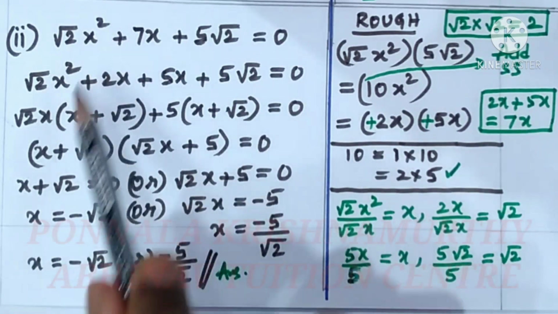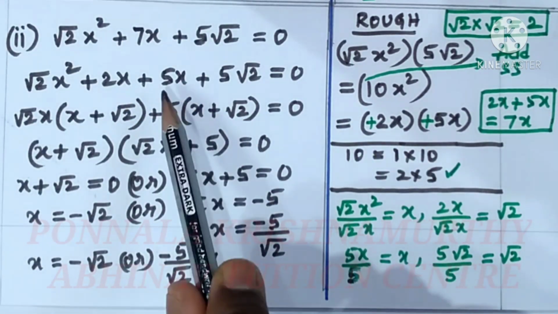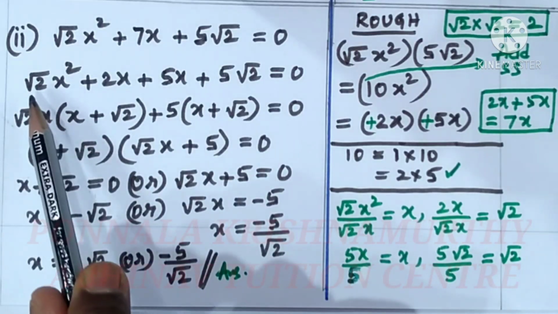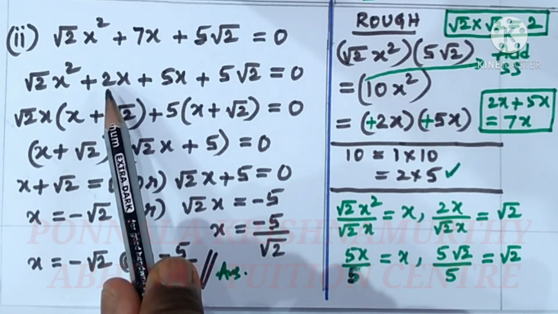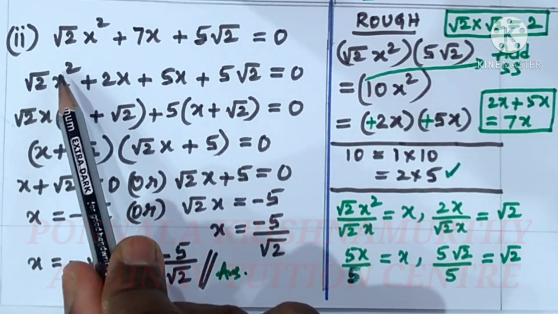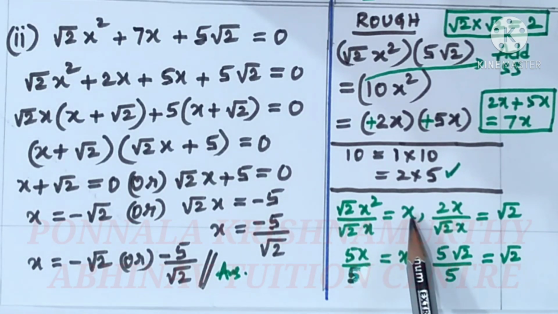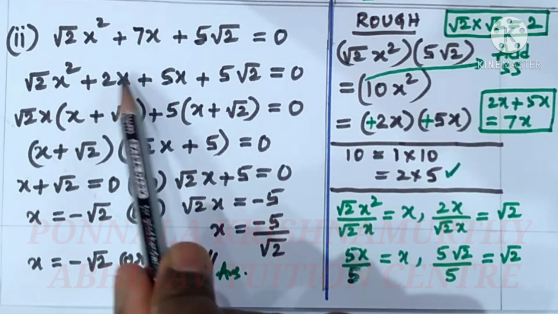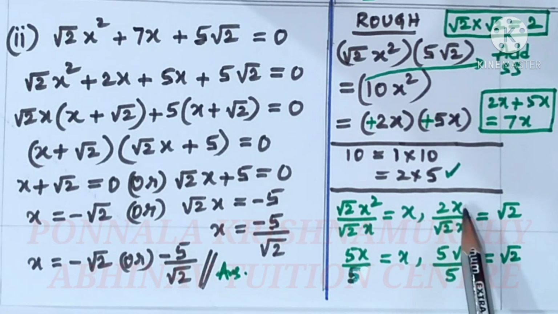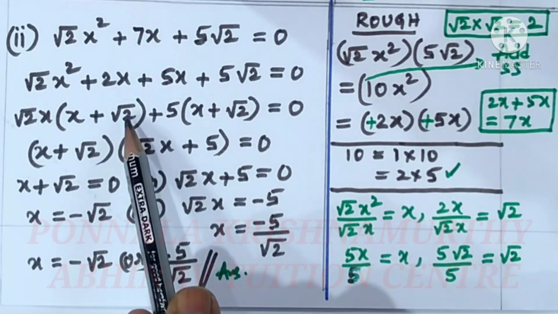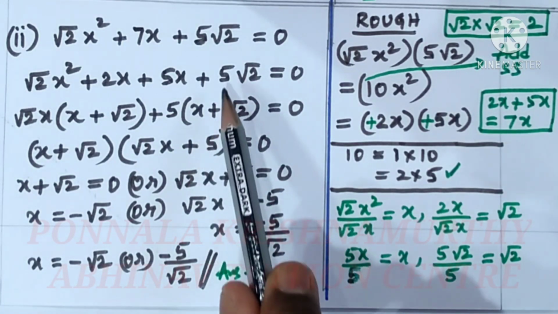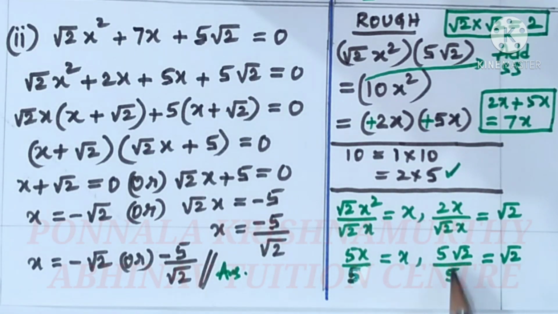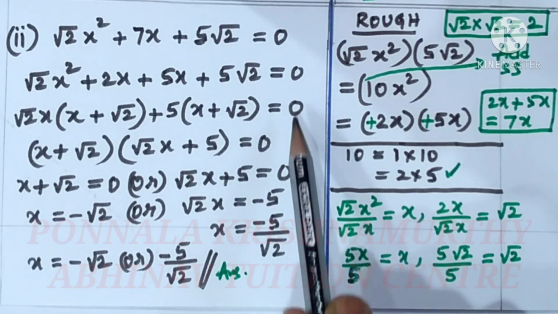Now we should write root 2x square plus 2x plus 5x and plus 5 root 2 equal to 0. From these two, root 2x is common. In this 2, we have root 2 into root 2. So 1 root 2 is common. Root 2x square by root 2x is x. This x is here. Plus 2x by root 2x, x cancel. Root 2 into root 2 is 2. So that root 2 is here. This root 2 is here. Plus 5 is common. 5x by 5 is x. Here we have. Plus 5 root 2 by 5 is 5 cancel, root 2. Here we have root 2 equal to 0.